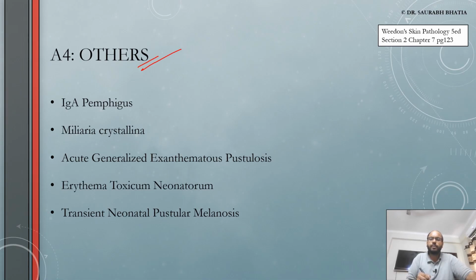There are other examples that also show subcorneal split: IgA pemphigus, Miliaria crystallina, which we discussed in the spongiosis video, acute generalized exanthematous pustulosis, where pustulosis means pustules, erythema toxicum neonatorum, and transient neonatal pustular melanosis. These are other examples that we see in subcorneal splits. Let's move forward.